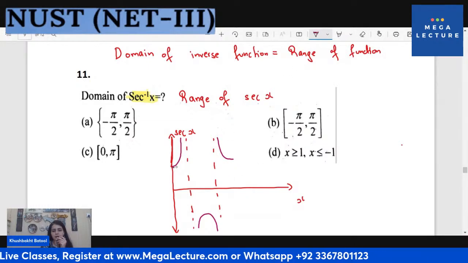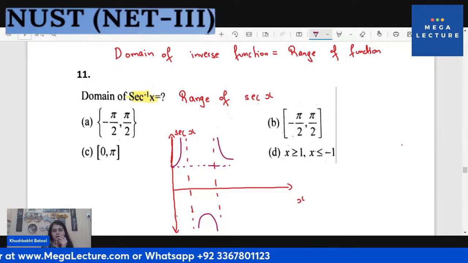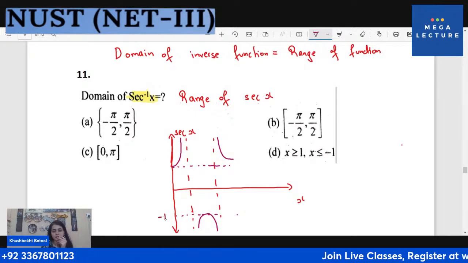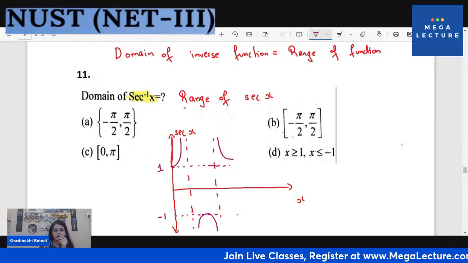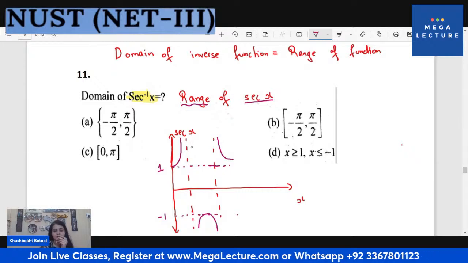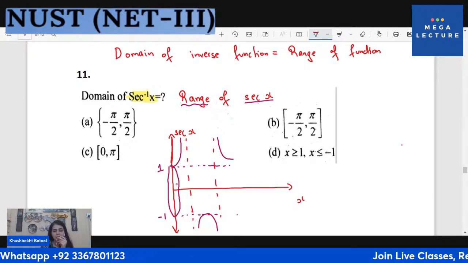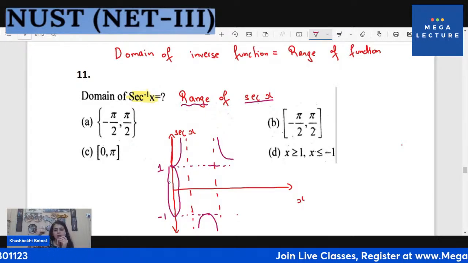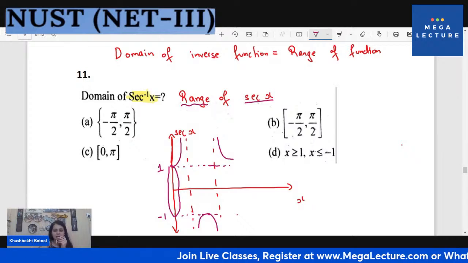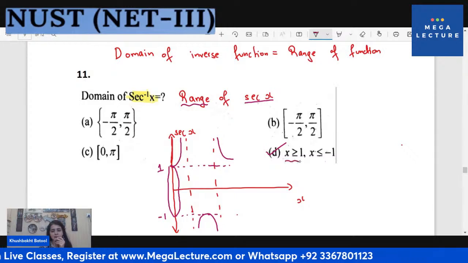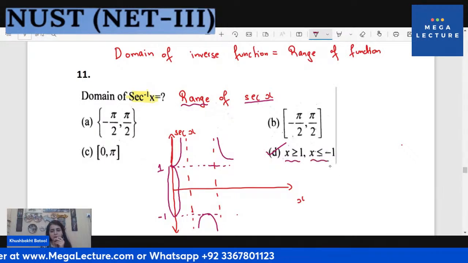So what is happening? You don't have any value there, you don't have any value here. And this is -1 and 1. Now, since we are interested in the range of secant x, when we say range, we focus on the y-axis, and you can clearly see that you do not have any value between -1 and 1. So you have values greater than 1 and less than -1. So the answer is going to be D in this case. x is greater than or equal to 1 and x is less than or equal to -1.